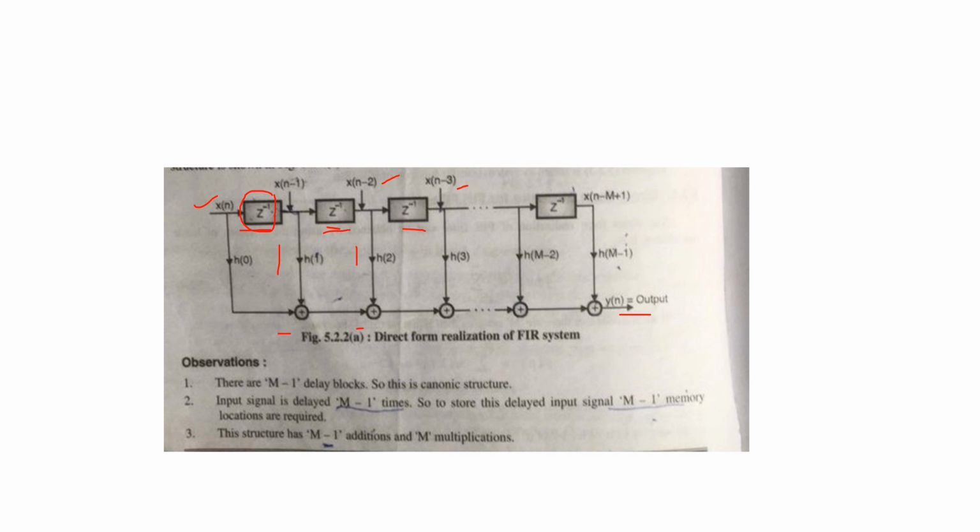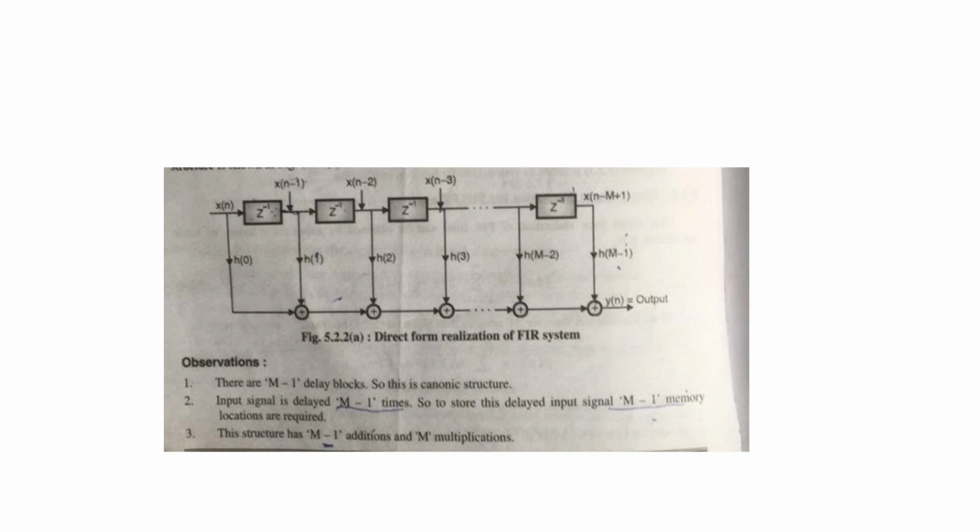Clear? What are the observations of direct form realization? There are m minus 1 delay blocks. The input signal is delayed m minus 1 times. So to store this delayed input signal, m minus 1 memory locations are required. The structure has m minus 1 additions and m multiplications. Okay? Multiplication means the constant multiplier. Delay elements are memory elements. So from the structure you can observe these points. Clear? This is the structure of the direct form of FIR filter.